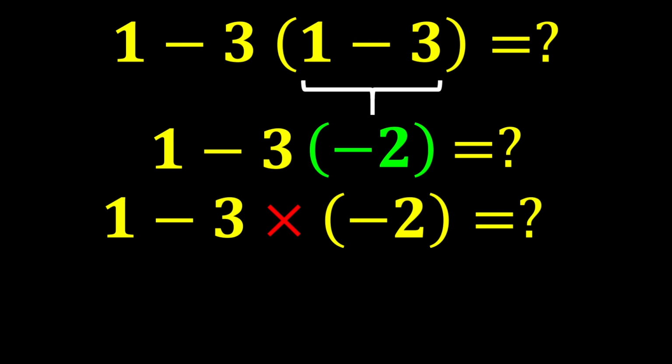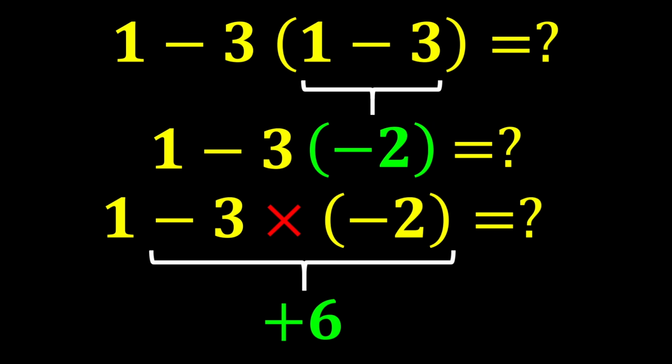According to PEMDAS, multiplication has a higher priority than subtraction, so we first perform the multiplication. Negative 3 times negative 2 gives us positive 6. In the end, we must calculate 1 plus 6, which gives us the final answer, 7.